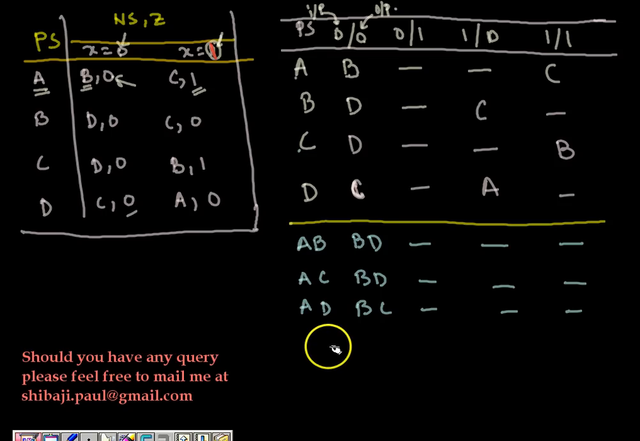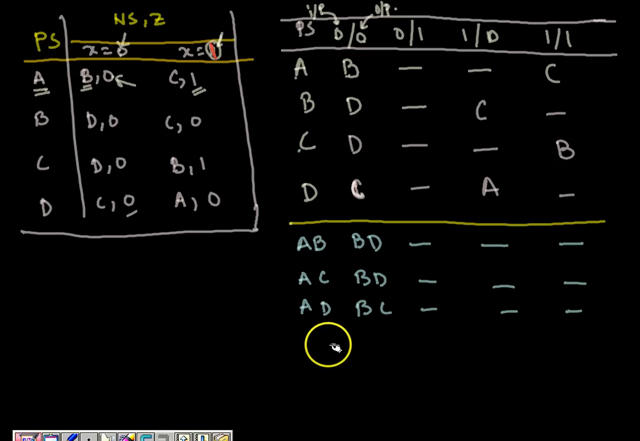Now what you are having here, for AC we have BD, and then we have here BC. So BC should come here, and then AD we have done, now it's BC. For BC you have DD here, if the same pair appears, the DD, something like that. Same thing here.